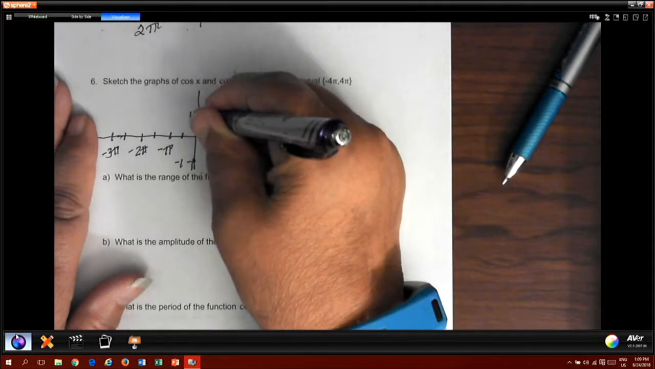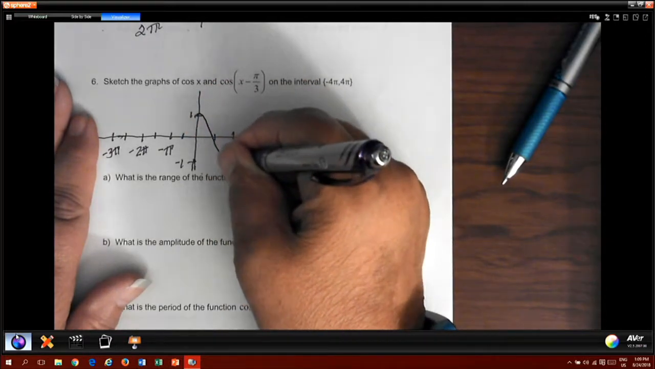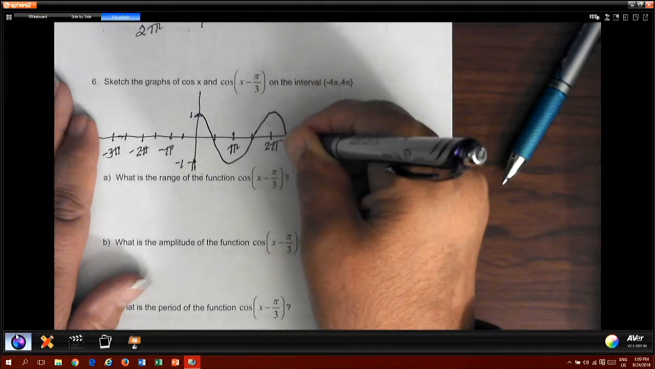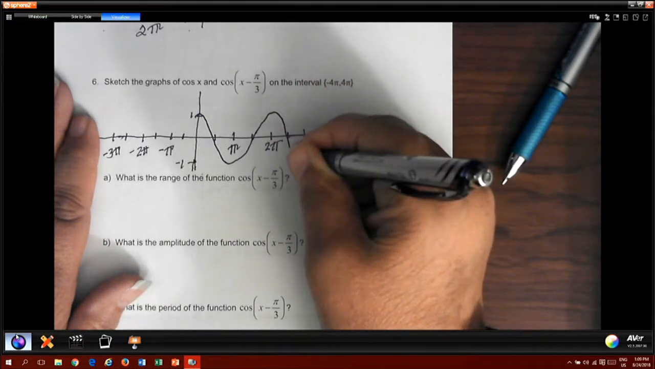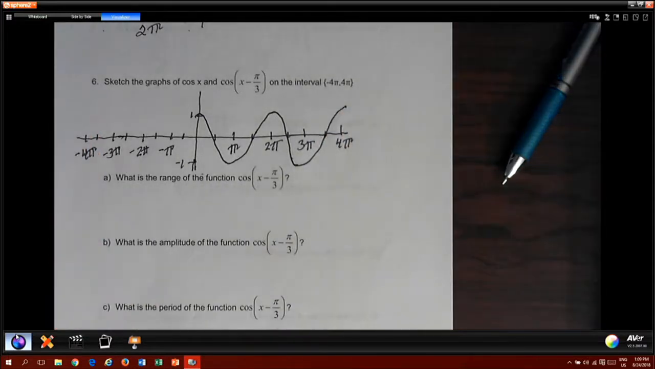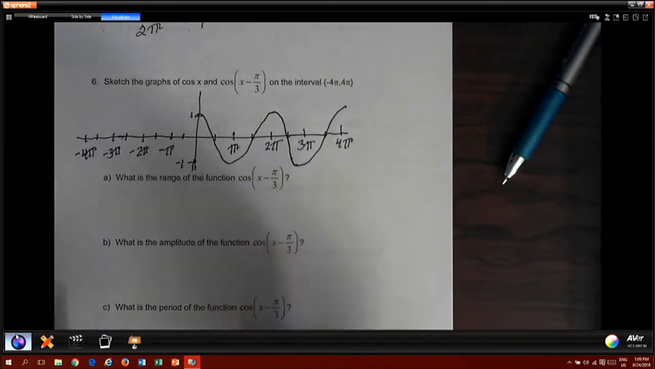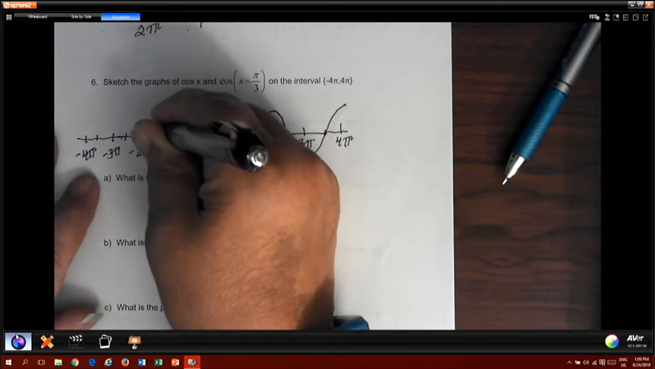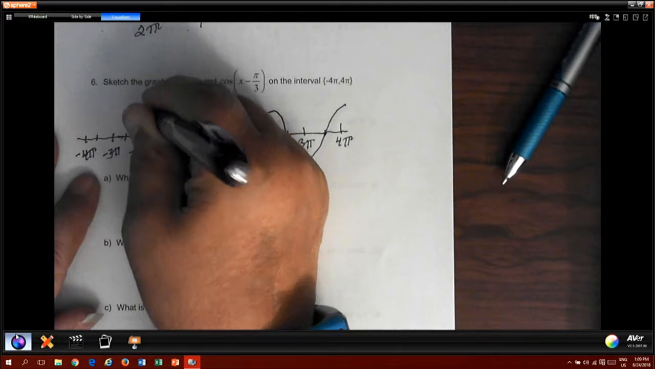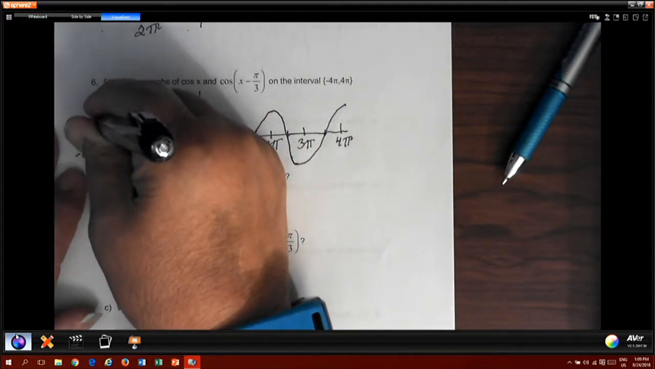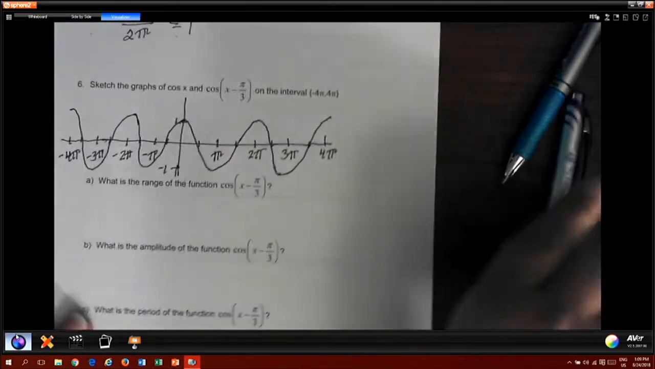So we start at 1, go to 0, down to negative 1, back to 0, back to 1, 0, negative 1, 0, 1. And then the other way. So we look something like this.